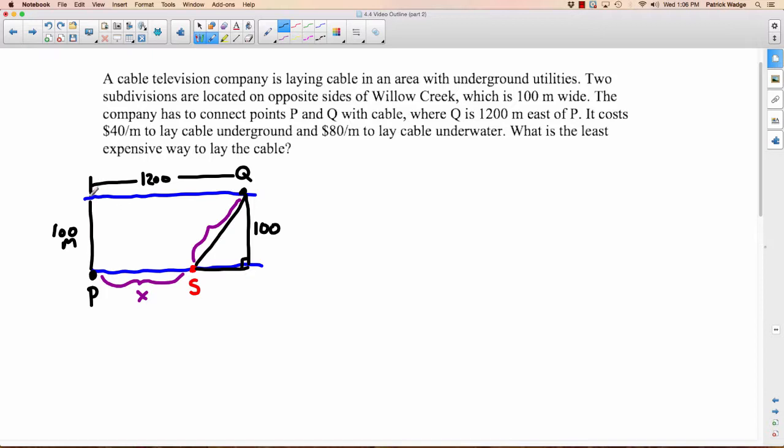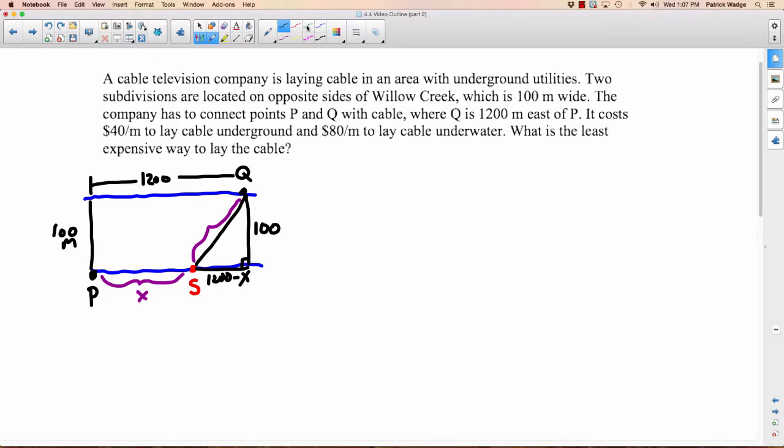And you actually can write an expression for this. See how this whole distance from here to here is 1200? That means from here to here is also 1200, which means from here to here is not 1200. How much less is it than 1200? You got to take x away. So this is 1200 minus x. Now you're going to use the Pythagorean theorem to write an expression for the length of the hypotenuse here.